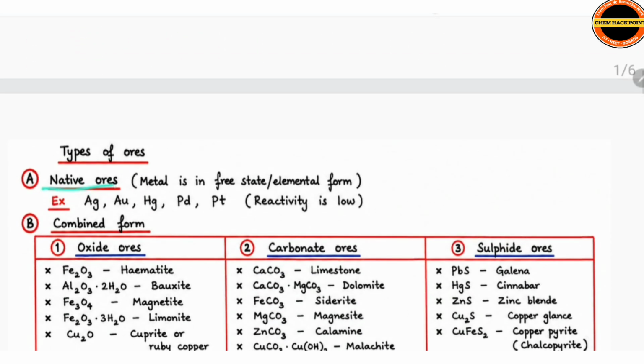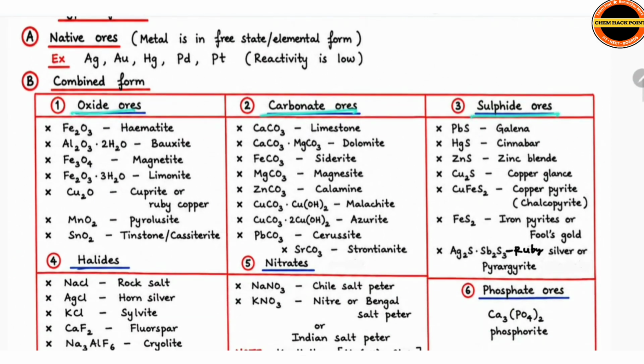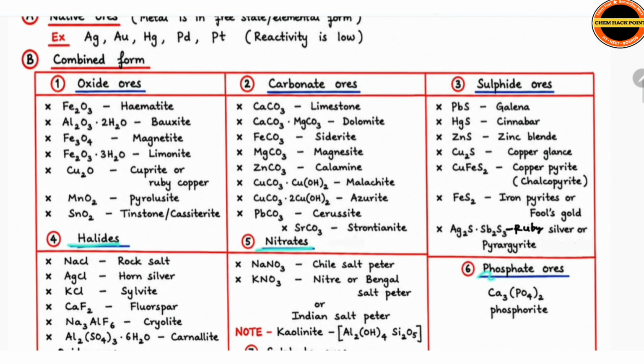Types of ores: native ores as well as combined ores. Native ores are those where the metal is in free state or elemental form, like silver, gold, mercury, palladium, platinum. Their reactivity is commonly low. Most of these elements exist in free state as well as in combined state, but mostly in free state. Combined ores are those combined as oxides, carbonates and so on: oxide ores, carbonate ores, sulfide ores, halides, nitrates, phosphates.